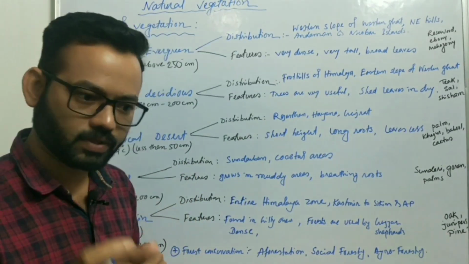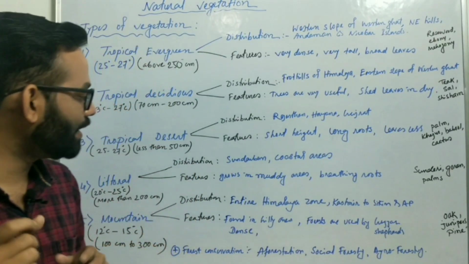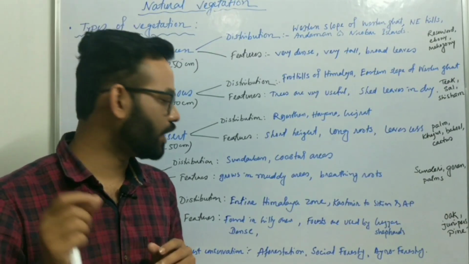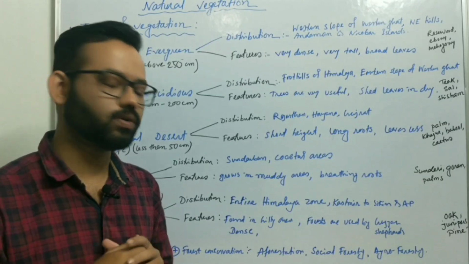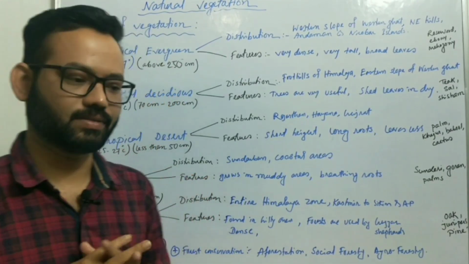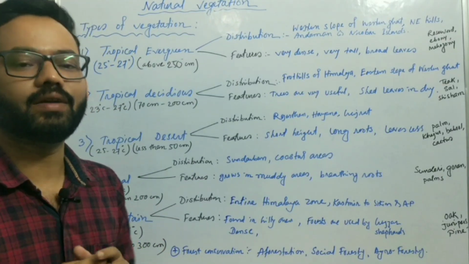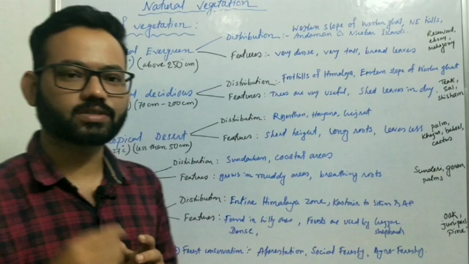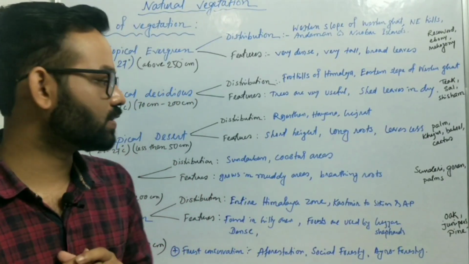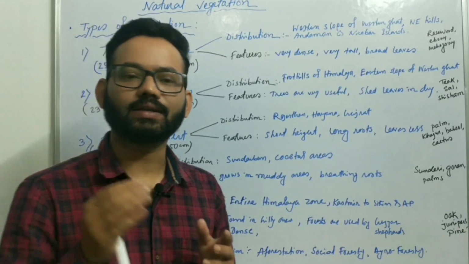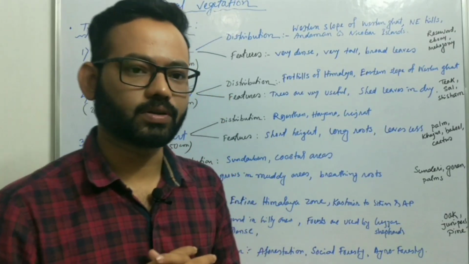And features: this type of vegetation is found in the hilly areas. Number two, these forests are used by the Gujjar shepherds. And number three, this forest is very dense. These are the main features of this mountain forest. What are some species of mountain forest? Oak, juniper, pine. These are examples of mountain forest.